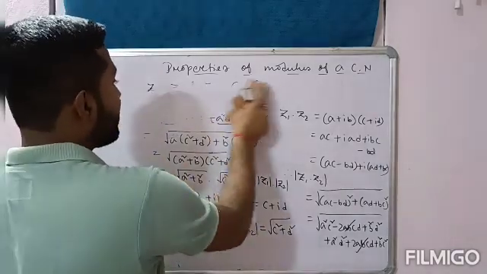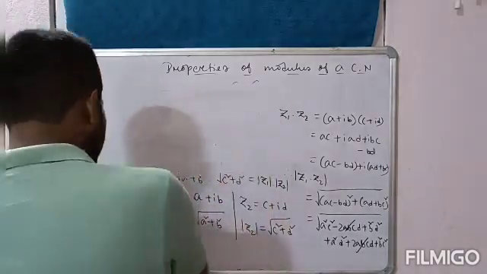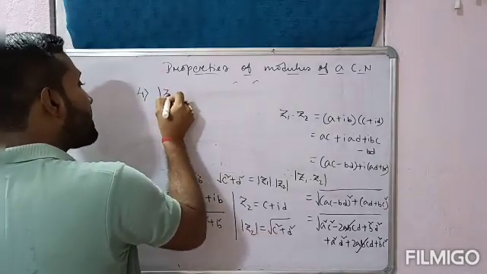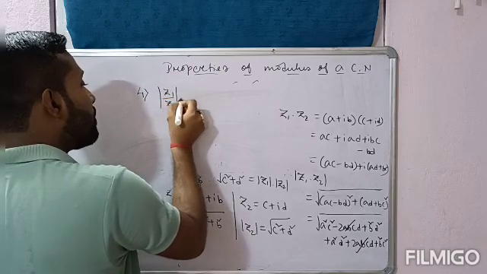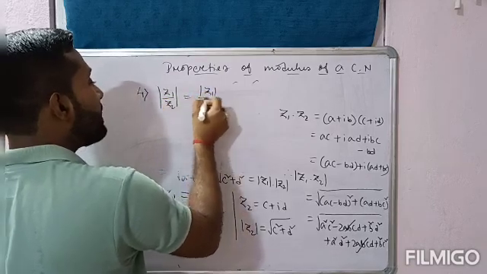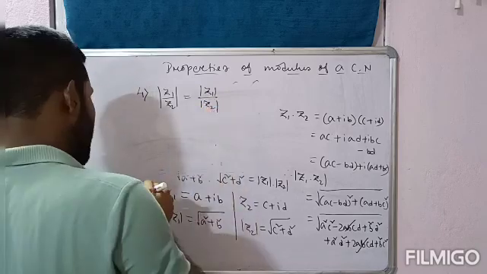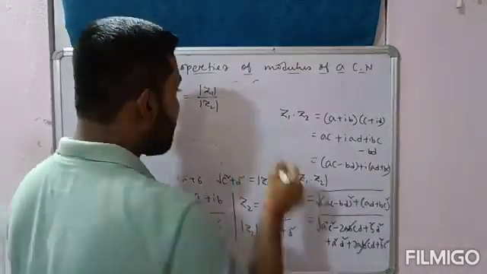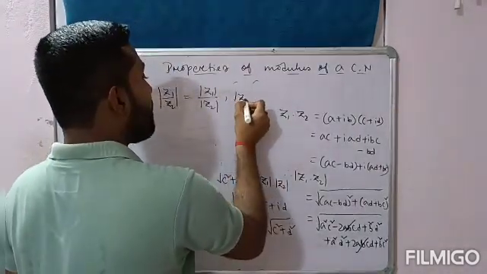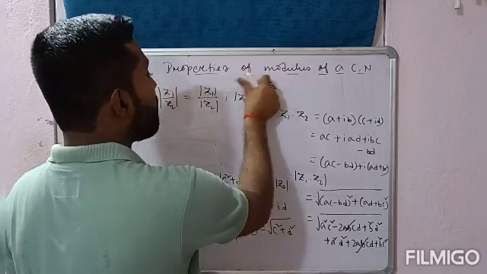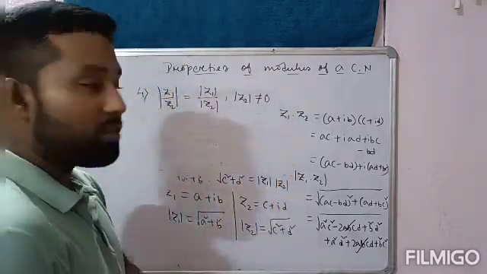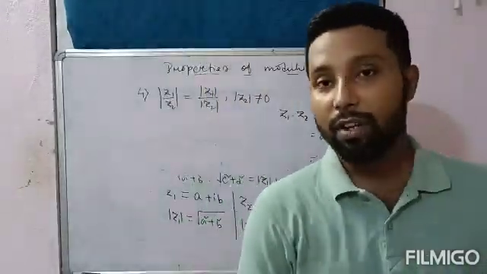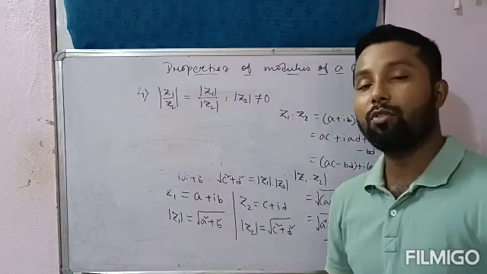So next, the fourth one. The fourth property is modulus z1 by z2, which is equal to mod z1 by mod z2. Modulus of z1 by z2 is equal to mod z1 by mod z2, provided mod z2 is not equal to 0, because if the denominator is 0 then it will be undefined only. Alright, so these are the properties of modulus of a complex number.